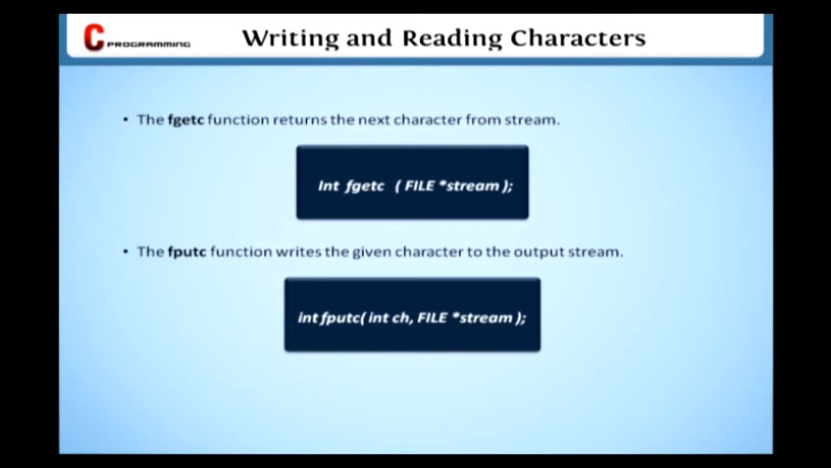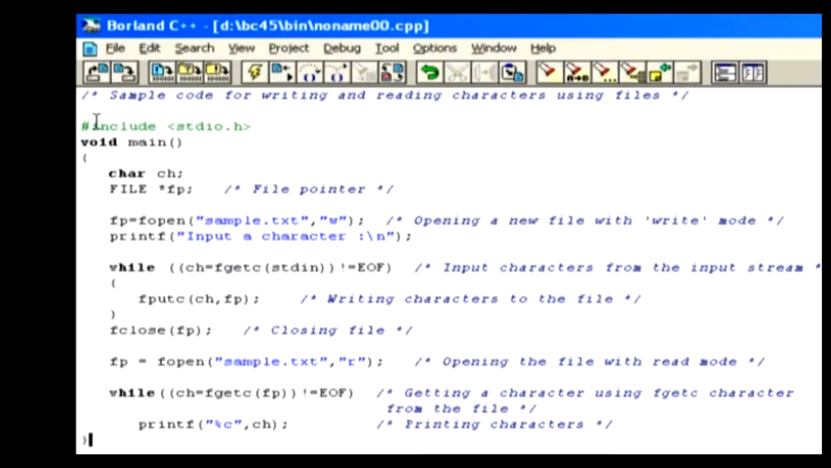To understand this better, take a look at this sample program. In the sample program, we declared a character variable called ch, and fp is a file pointer. In this line, we open a file called sample.txt in write mode by using the fopen function. Finally, this statement is assigned to fp, the file pointer.